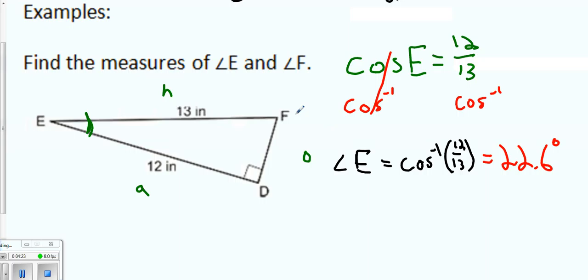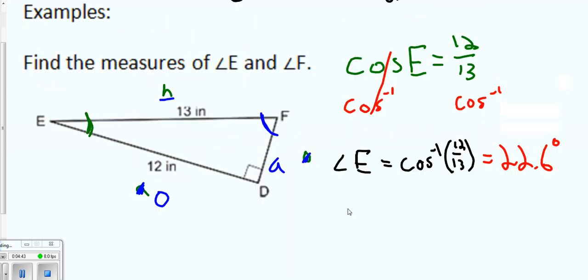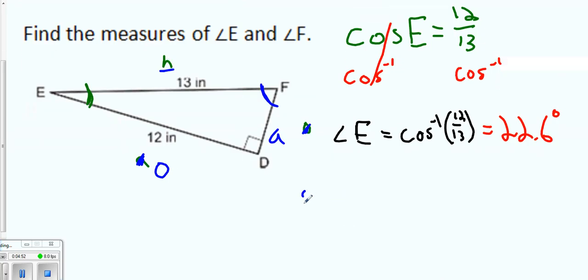We know, because of trigonometry, it has to be 22.6 degrees. So if we do the same work for angle F, right here puts us in a new perspective. This is not the adjacent, this is the opposite. This wasn't the opposite, this is the adjacent. This is still the hypotenuse. The hypotenuse part won't change. So now we know opposite and hypotenuse, which means we know the sine. We would say sine of angle F equals 12 over 13.